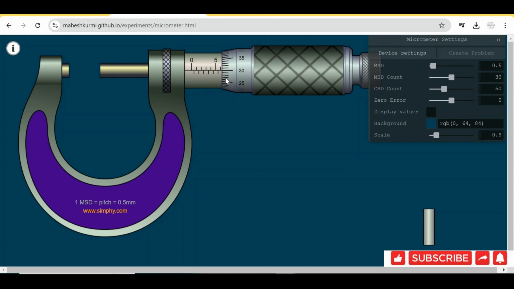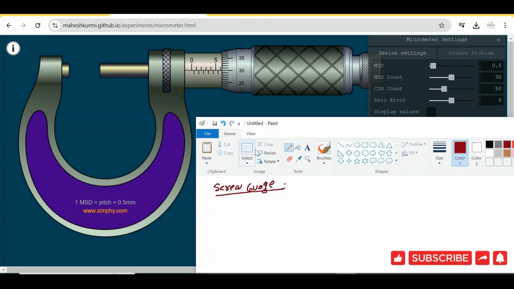Again there are two scales, like a vernier scale. Same. So you will get two readings. Main scale reading. So your final reading will be like the vernier scale: main scale reading as it is, plus least count into, here not vernier scale, it is circular scale divisions.